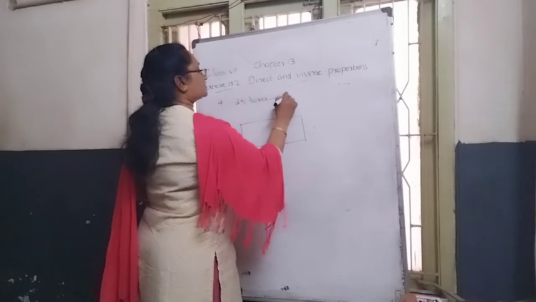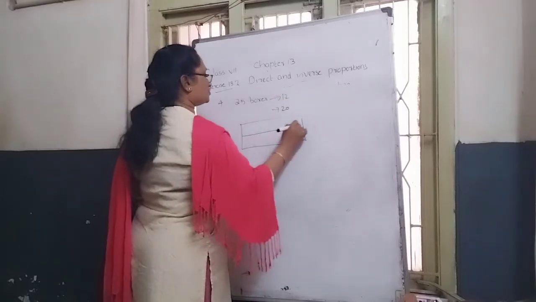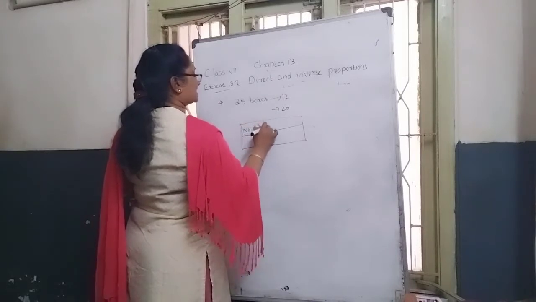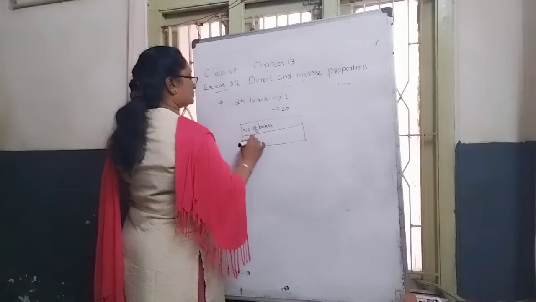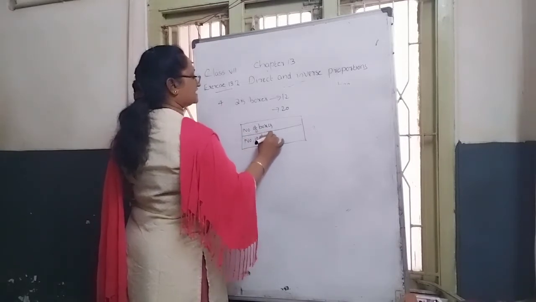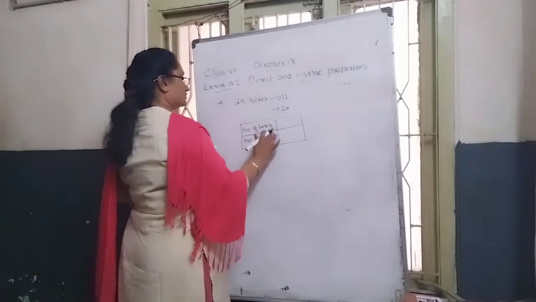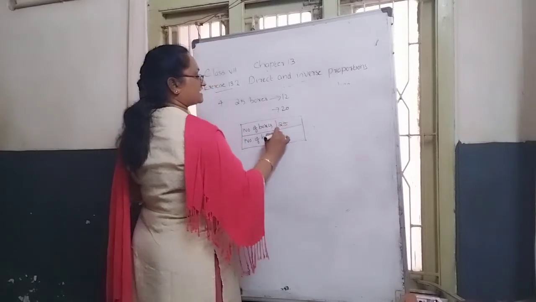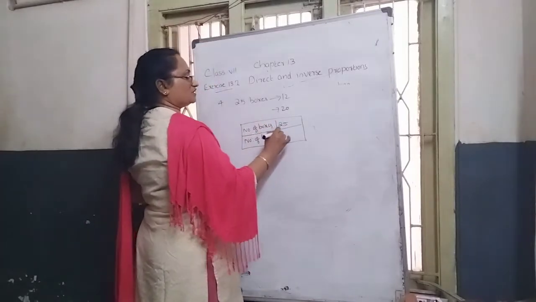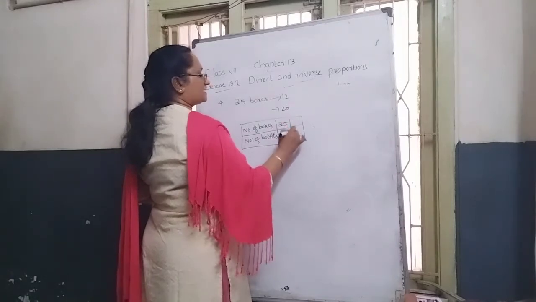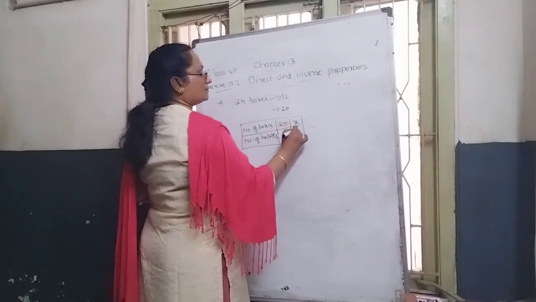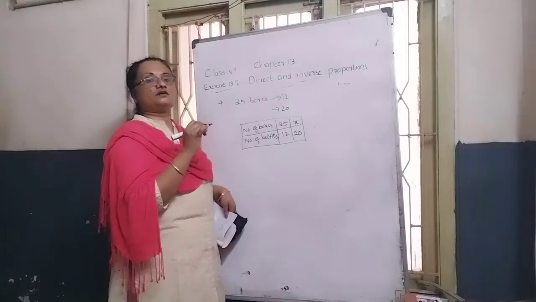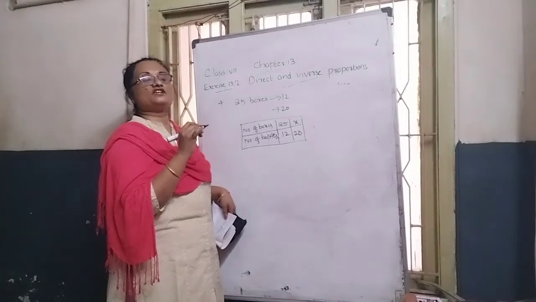Here 12, here 20. Then we divide into two columns. First one is the number of boxes, we consider in the first column. Number of bottles we consider in the second column. Then in the first case, 25 boxes are there. Each box has how many bottles? 12 bottles are there. Here the number of boxes we don't know, but the number of bottles is given as 20 bottles. So if each box keeps 12, how many boxes are required for 20?